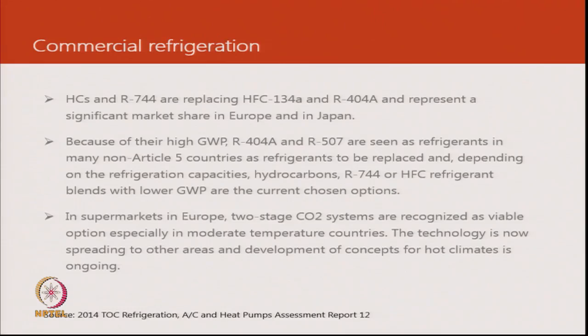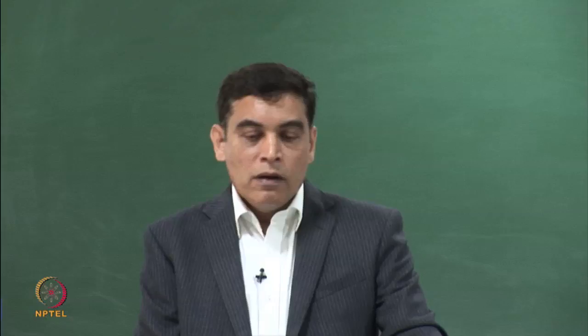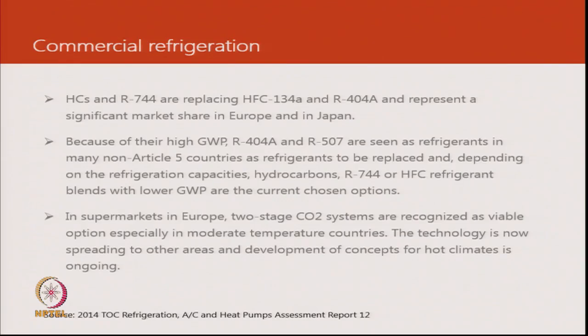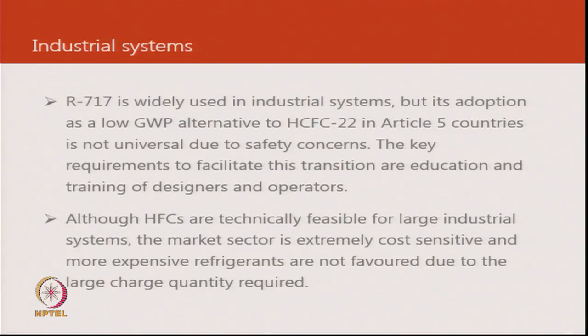Commercial refrigeration. So when you talk about commercial refrigeration, what comes to your mind? Large systems where we maintain low temperatures for preservation of food. So hydrocarbons and CO2 are prime candidates, and where temperatures are high, then using cascade system becomes one of the considerations. In supermarkets in Europe, two-stage CO2 systems are recognized as a viable option, especially in moderate temperature, because the temperature there allows for CO2 to be accepted in a single stage. For hot climates, cascade with ammonia would be one of the options.